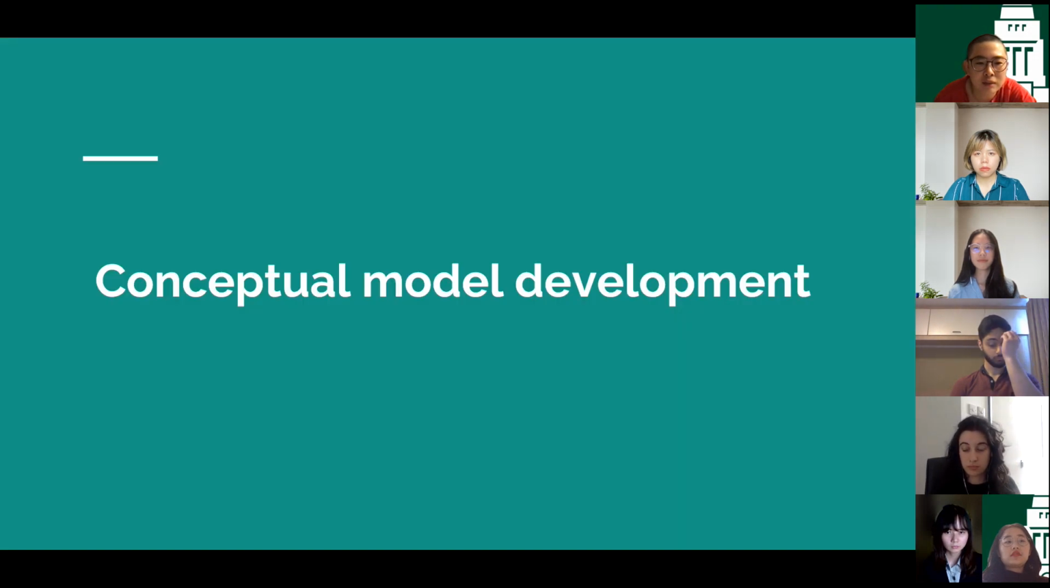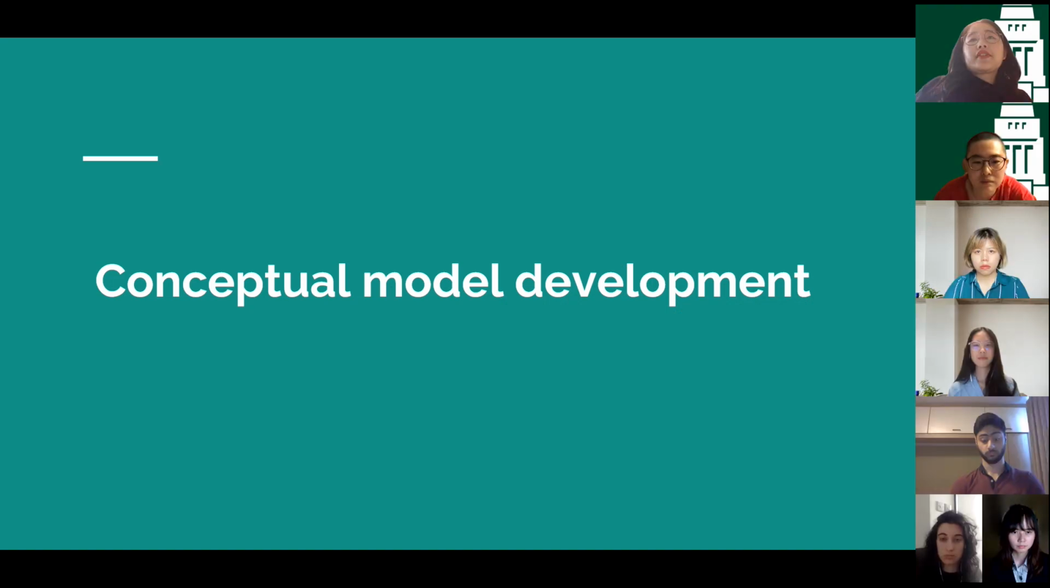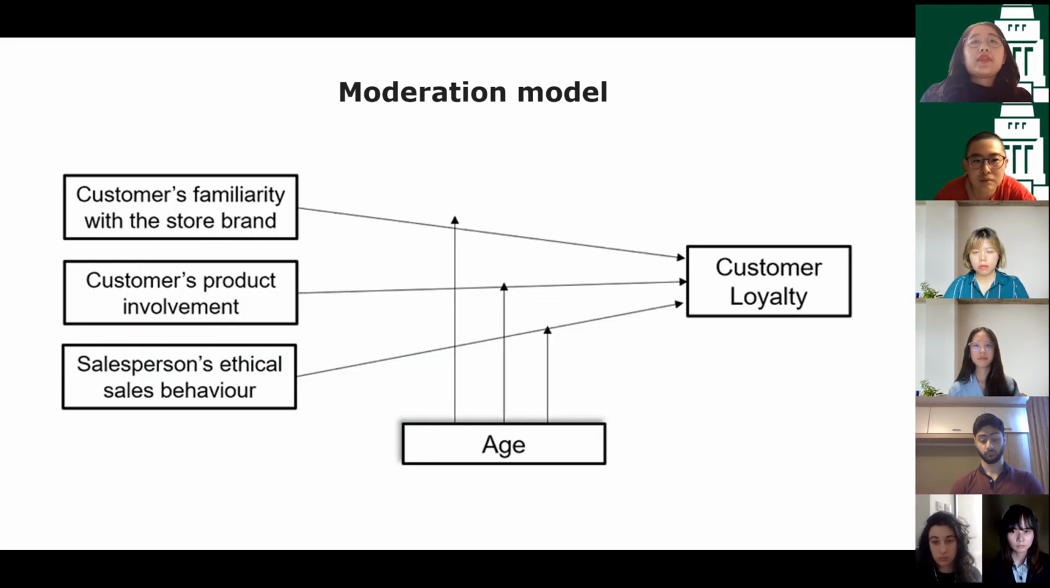Next part is the conceptual model development. My name is Pei Chen Li. I will explain the definition of the model. As we can see, we have 3 independent variables here. So they are customers' familiarity with the store brand, customers' product involvement, and salesperson's ethical sales behavior. Our mediator is the age, and the dependent variable is the customer loyalty.